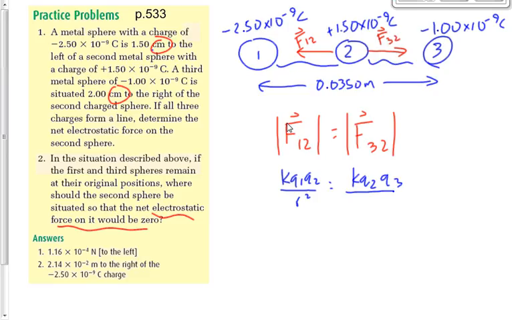Why? What do you think bothers me about saying K Q2 Q3 over R squared? Alex? Well, we're trying to solve for R squared. Okay. But we're given the whole distance. Yeah. We should probably go at 0.0350 minus. Good. Look at what we just did, guys. We just called this R, the distance between 1 and 2, right? If that's R, then the distance between 2 and 3 isn't going to be R either, unless it just happens to be the same distance, which could be. But we don't know that, so we can't assume that.